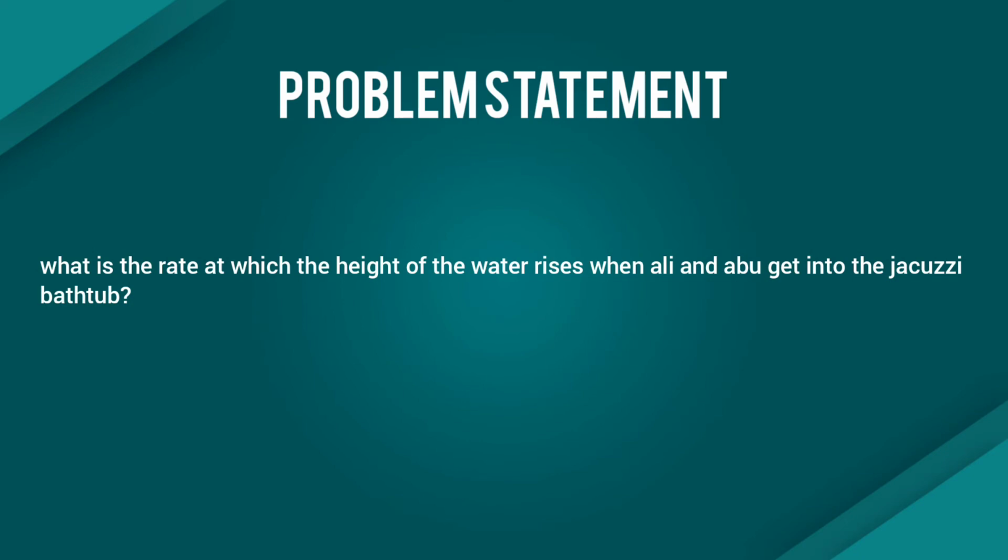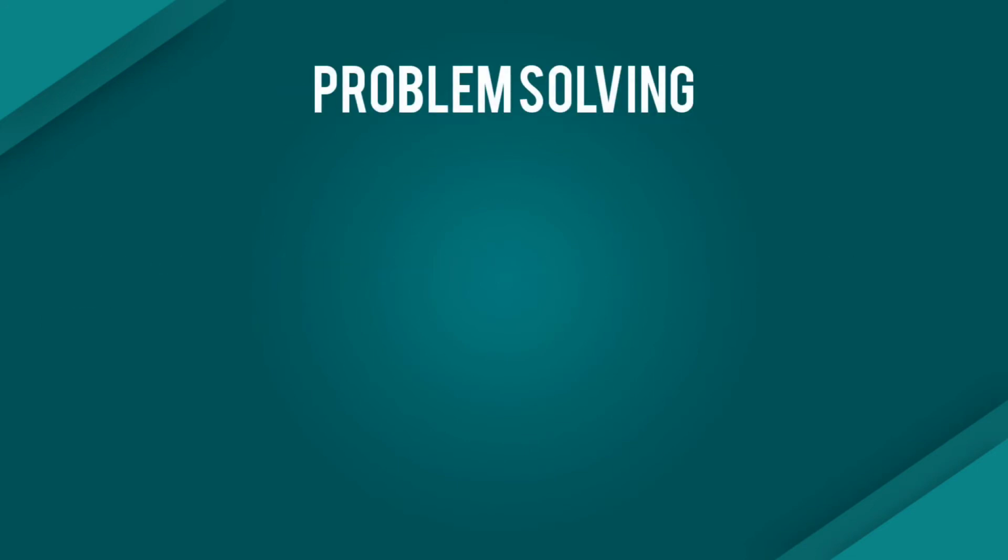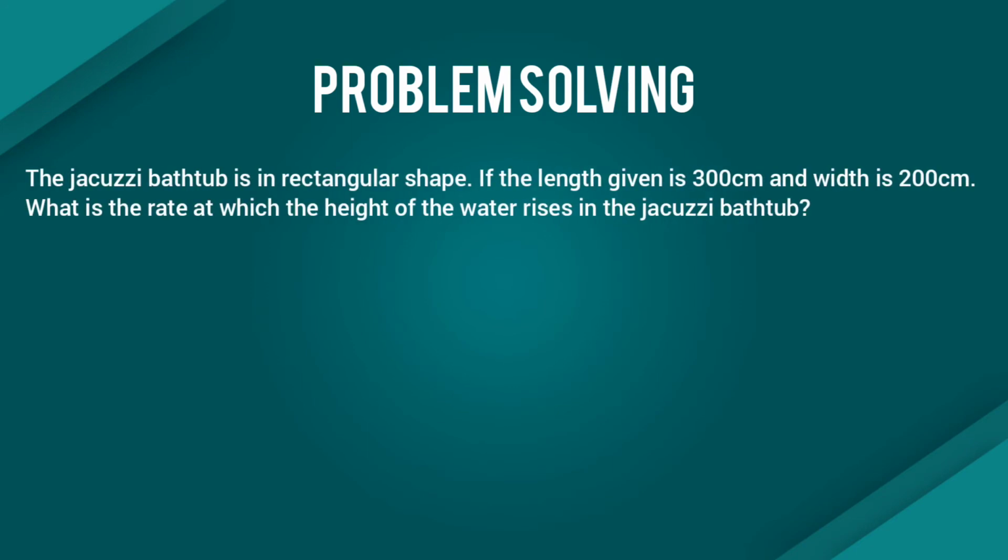Problem statement: what is the rate at which the height of the water rises when Ali and Abu get into the jacuzzi? Problem solving: the jacuzzi bathtub is in rectangle shape. If the length given is 300 cm and the width is 200 cm, what is the rate at which the height of the water rises in the jacuzzi bathtub?